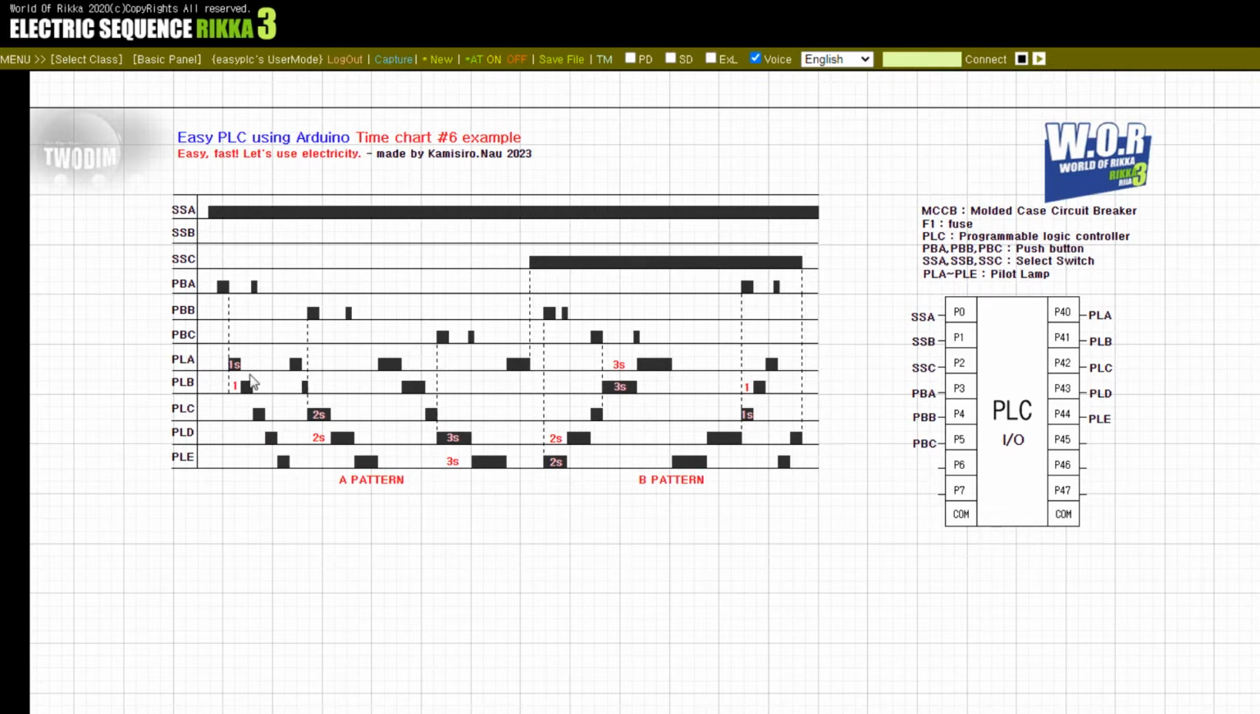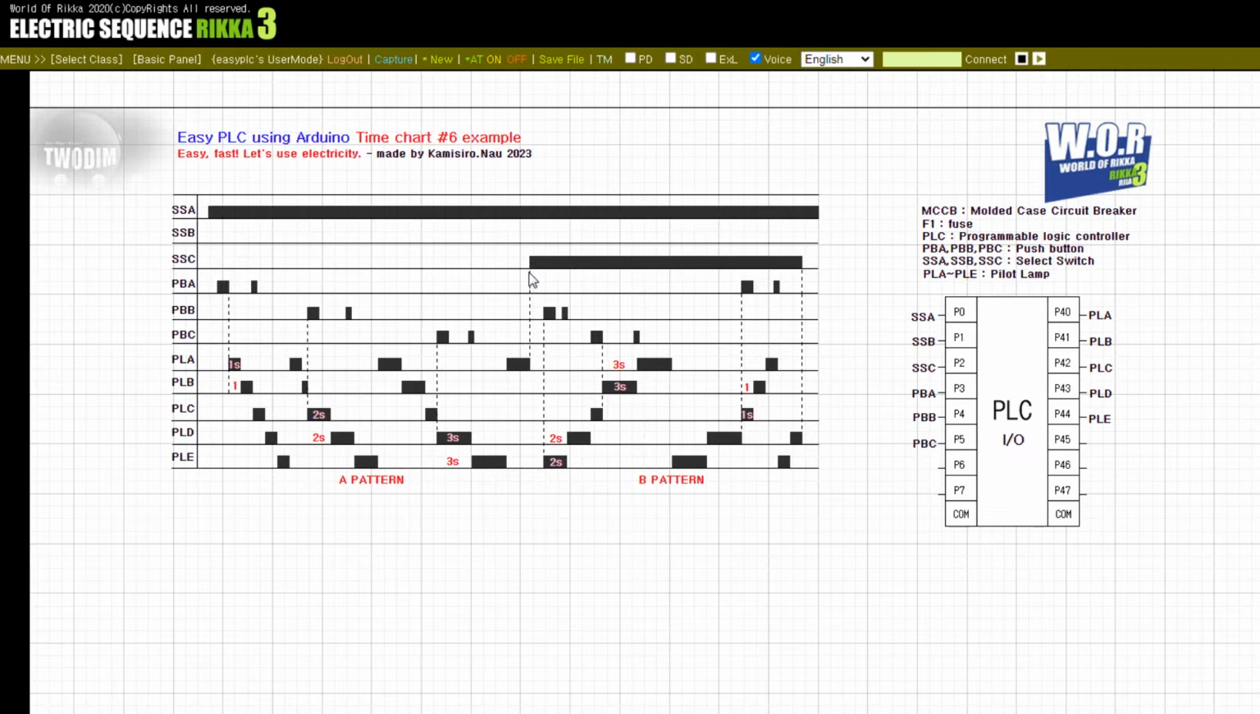at 1-second intervals. Afterwards, when there is a push button PBB input, the lamp that is lit is turned off immediately and the lamp is repeatedly turned on and off every 2 seconds. After the same, according to the push button PBC input, the lamp turns on and off at intervals of 3 seconds. Pattern operation is stopped when the selector switch SSC input is present.